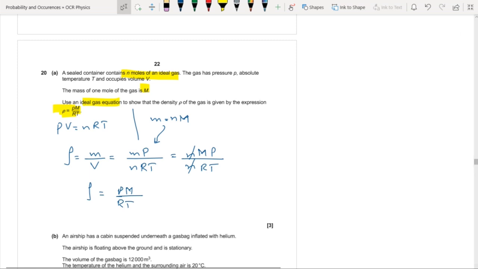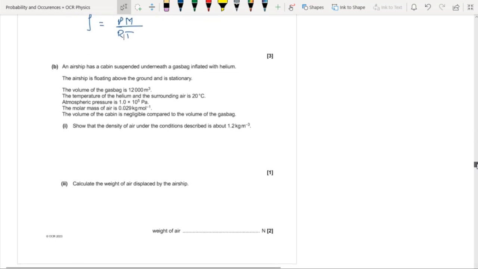Moving on to part B of question number 20. An airship has a cabin suspended underneath a gas bag inflated with helium. The airship is floating above the ground and is stationary. I'm sure this would be used somewhere. The volume of the gas bag is 12,000 meter cube. The temperature is 20 degrees Celsius. Atmospheric pressure is 100,000 pascals. The molar mass is this much. And the volume of cabin is negligible compared to the volume of the gas. Yeah, that's again important.